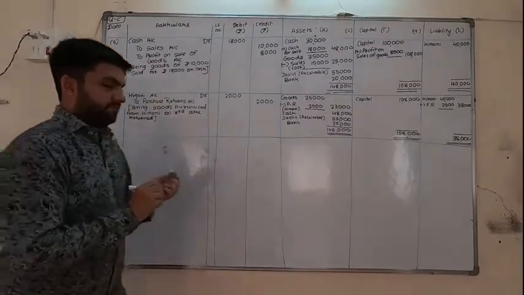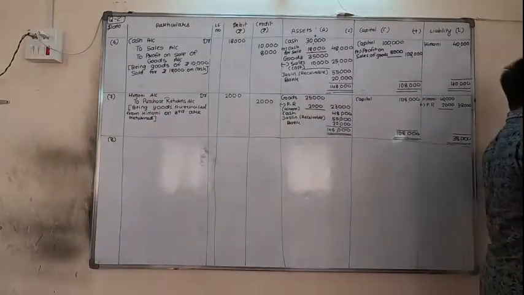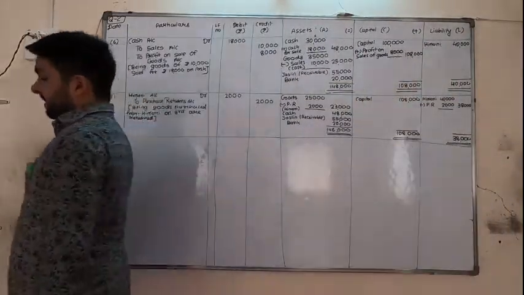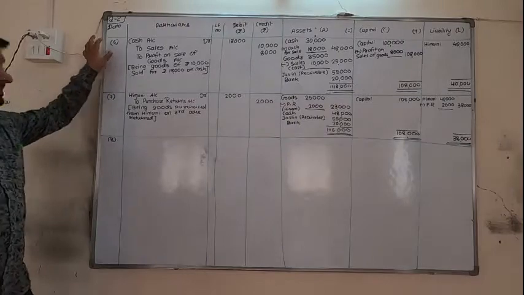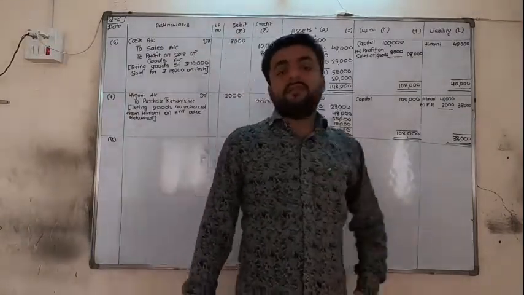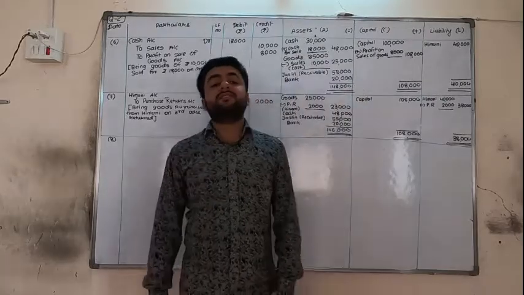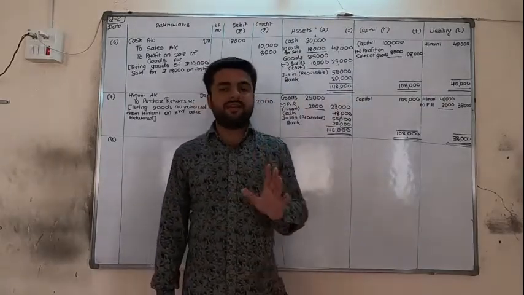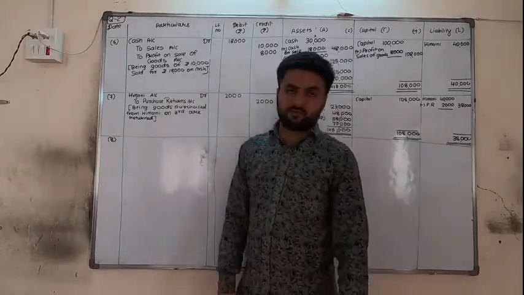Number 8. Now goods of 4,000 returned by Jocelyn. Yesterday's 5th transaction, this is the 6th. We have sold the goods to Jocelyn. At that time, we wrote the entry as Jocelyn account debit to sales. Ignore that profit because we are returning back, so profit effect is not to be given.